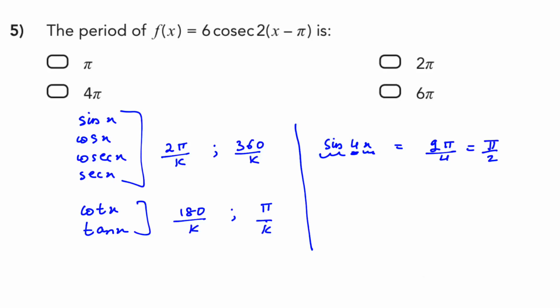Now coming back to our question, we have cosec. So our period is going to be 2 pi. The number in between the trigonometric identity and x is 2. So we divide by 2. Our period is pi. Period only changes if there is a number in between your trig identity and x. This one does not affect the period.